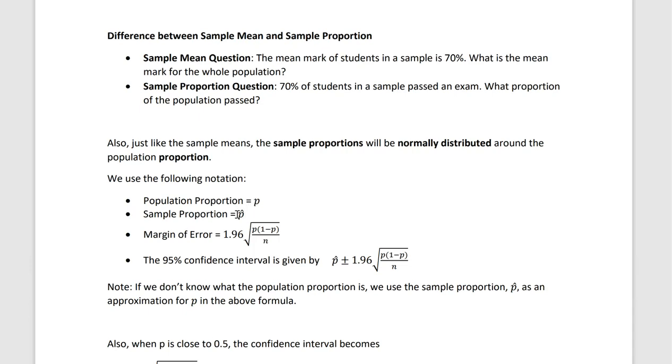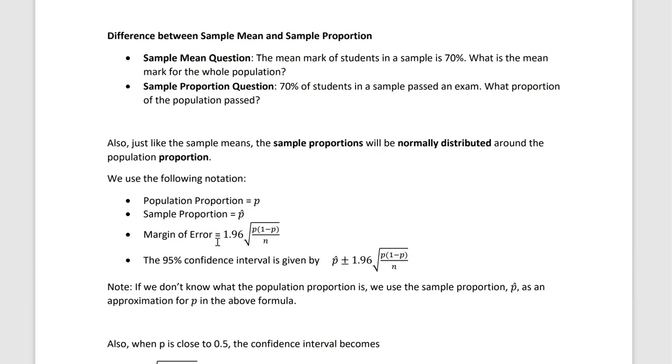P hat, as we call it, is the sample proportion. That's the proportion of students in the sample that you're working with who got over 70%. Ideally, the whole idea is you'd be hoping that if you got a certain proportion in the sample who got over 70%, it should be the same proportion in the population. That sample is basically predicting the correct population proportion.